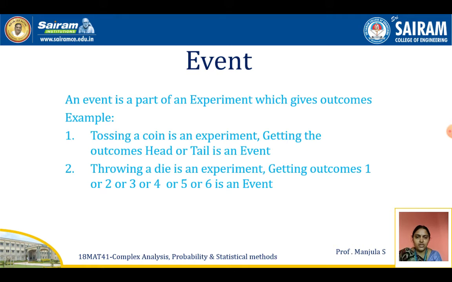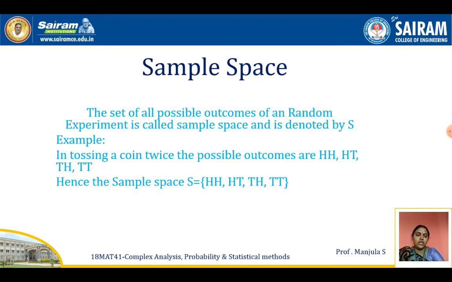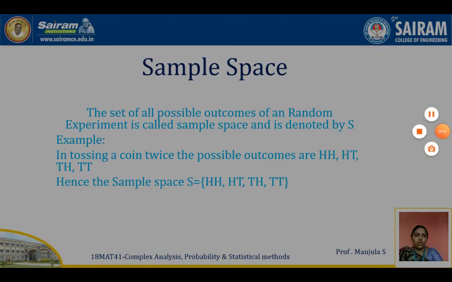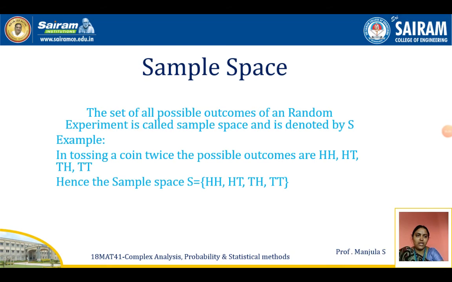Out of this, only any one I can get as a solution. So my wish is, suppose the 5 means, if I am getting the same term 5, the event is successful, or else it's a failure. So an event is a part of an experiment which gives the required outcome. That is what an event is. Now we'll go for the next definition, that is sample space.